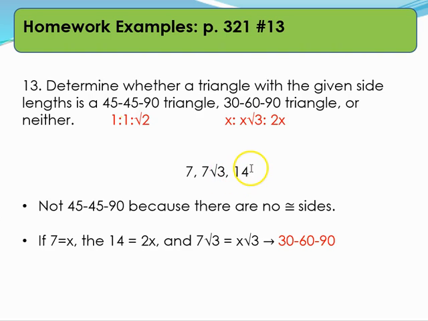I can see this right away. We have 7, which is one length, and 14 is 2 times that length. This looks like it's the 30, 60, 90 formula. All we have to do is verify that the middle is the correct ratio, and it is. It's the short leg times square root of 3 for the long leg. So it's not a 45, 45, 90 because, number one, there are no congruent sides. And that leaves us with either 30, 60, 90 or neither, but we've just proved that it is the 30, 60, 90.